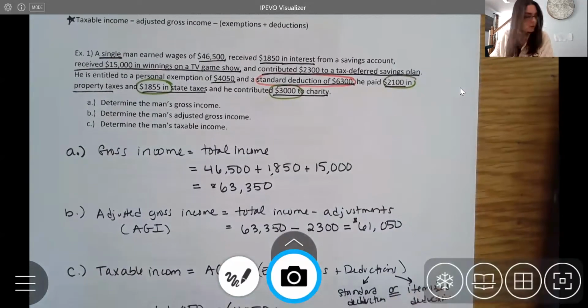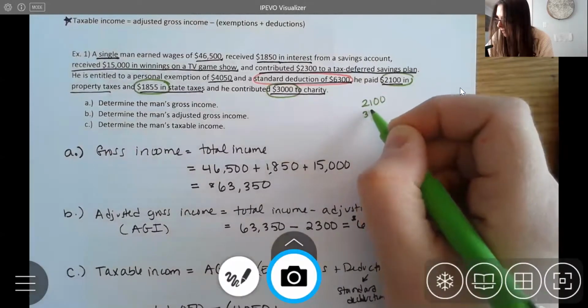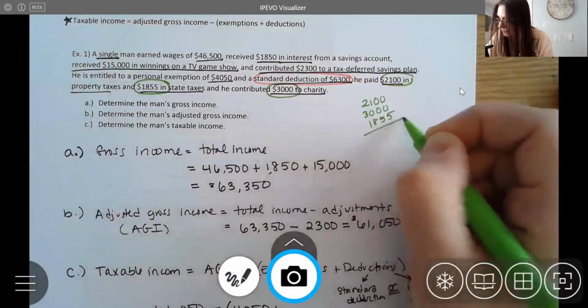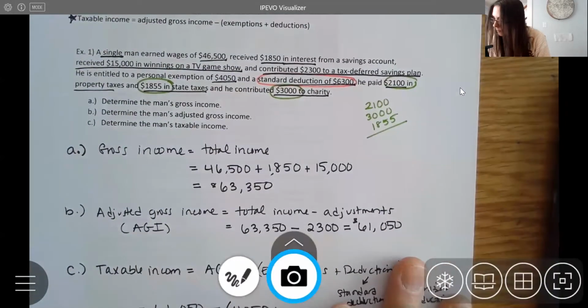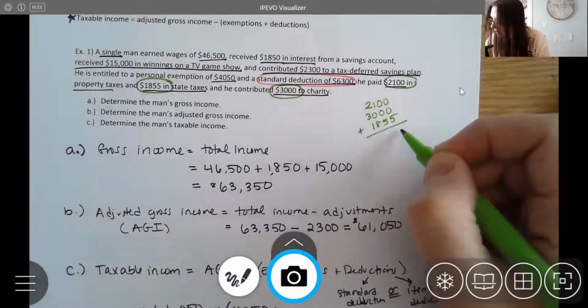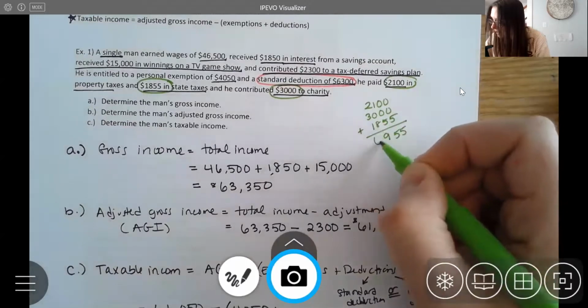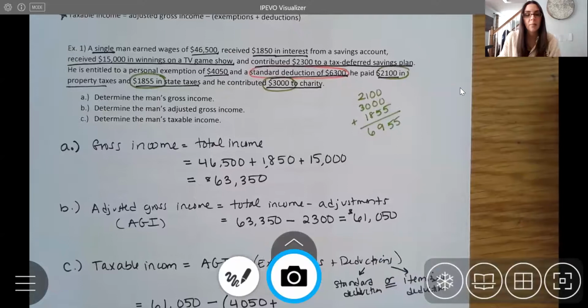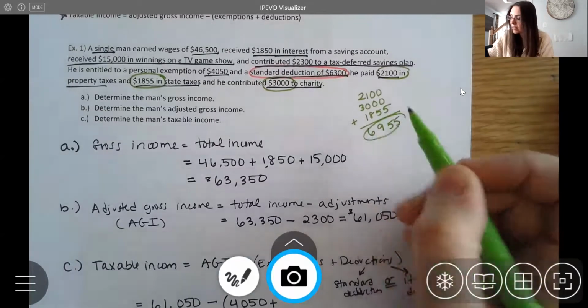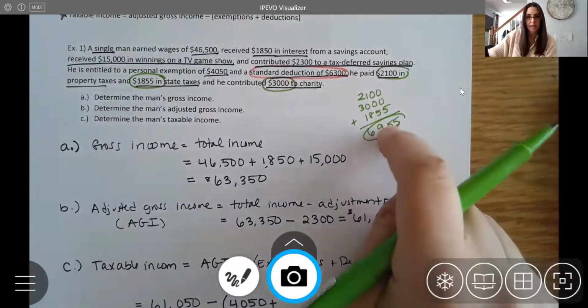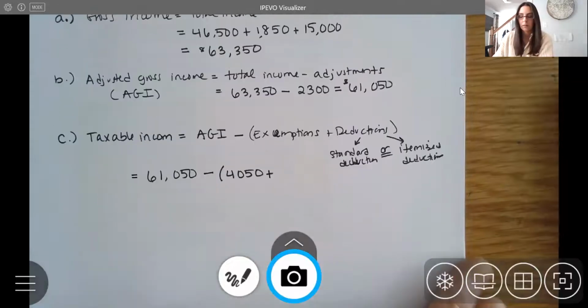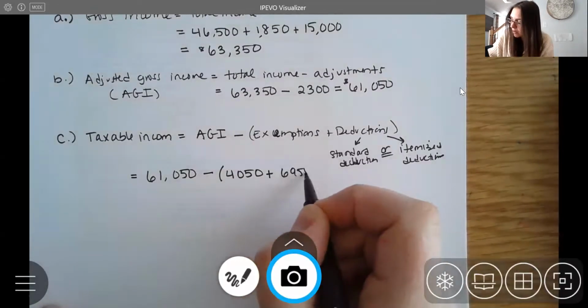So let's look at all of this together. Did I miss anything else here? I think that's it, right? Okay, so I'm going to take that 2,100. I'm going to take that 3,000. I'm going to take that 1,855 here. All right, so let's add these all up. Let's see, I get 5, 5, 8, 9, get 5, and I get 6. So my total itemized deductions end up being 6,955. Now, because this is bigger than the standard deduction, we're going to take the itemized deduction here instead. So we're going to add in that 6,955.